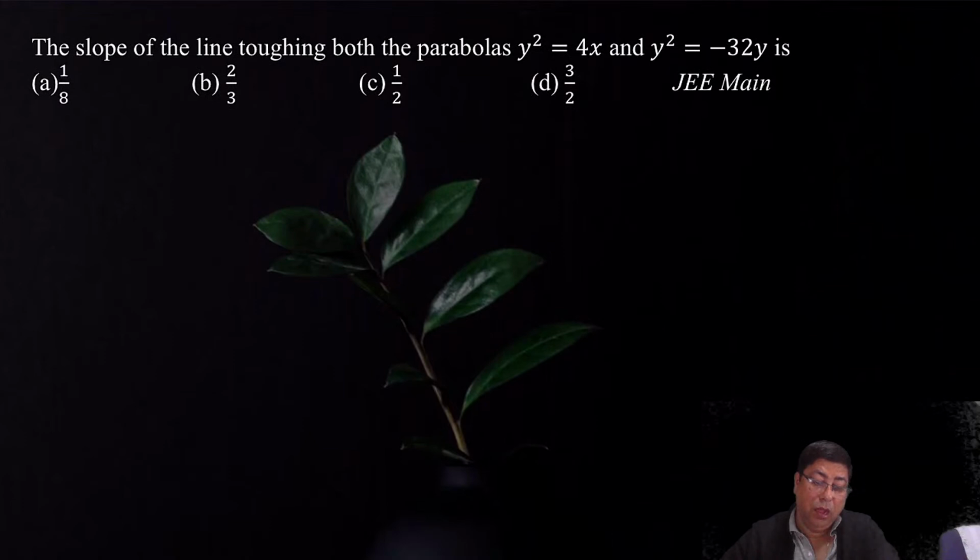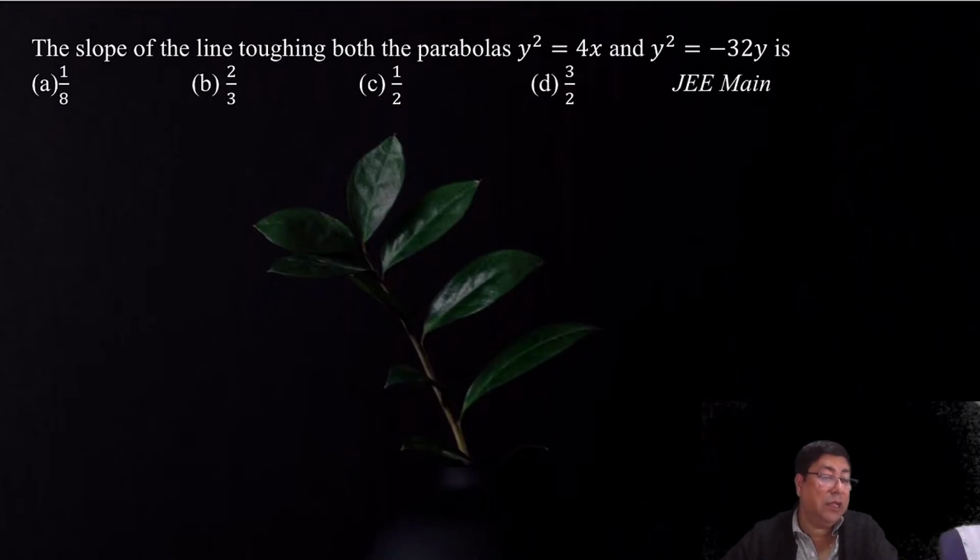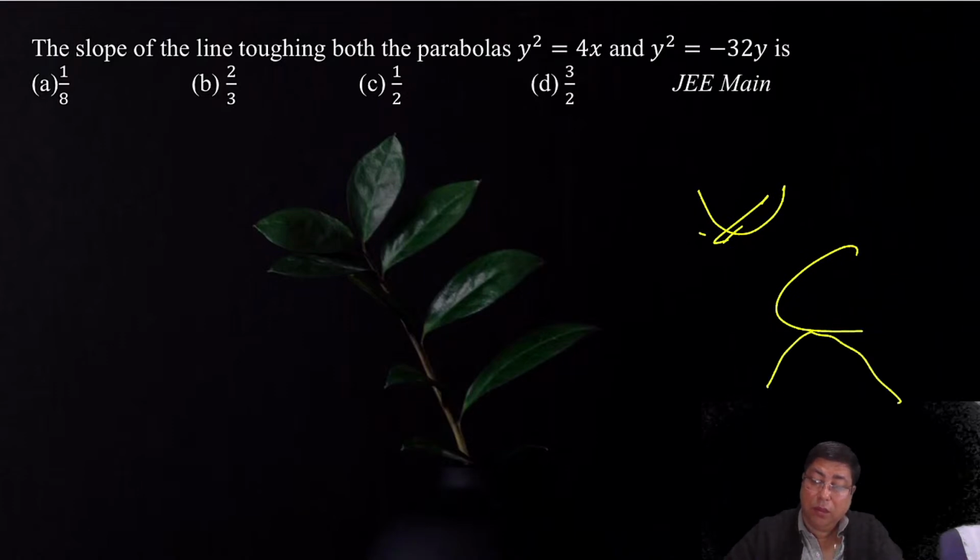Next sum. The slope of the tangent touching both parabolas y² = 4x and x² = -32y. The slope of the tangent touching both the parabolas. So let's do one thing. Touching two parabolas, y² = 4x and x² = -32y, touching both the parabolas. We have to get the slope of the tangent. What to do?